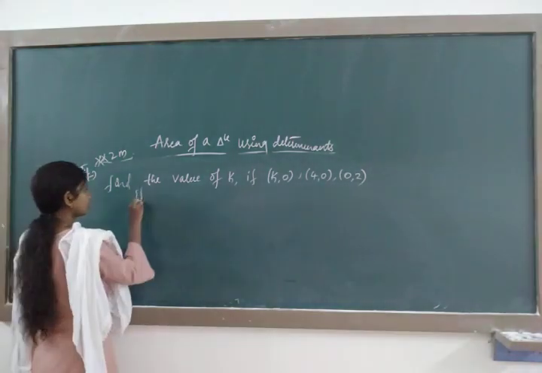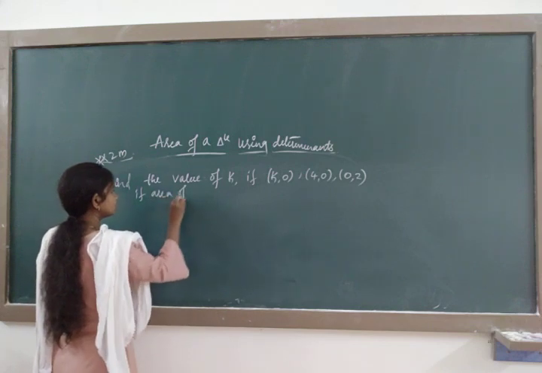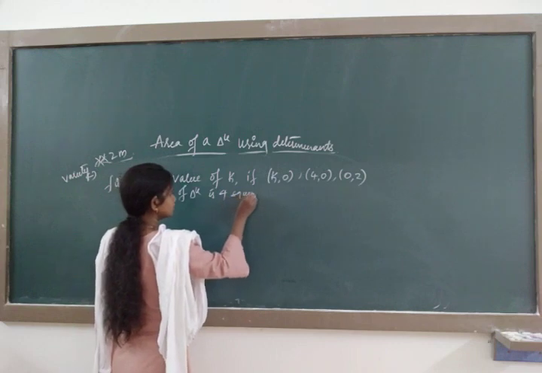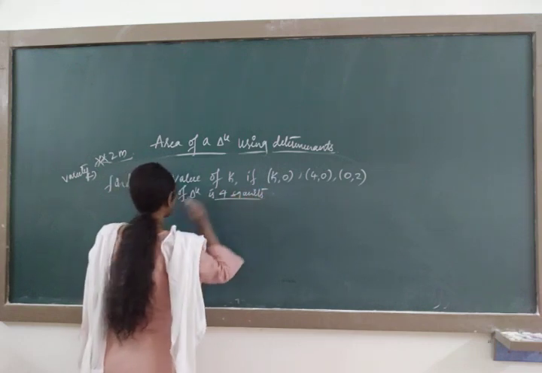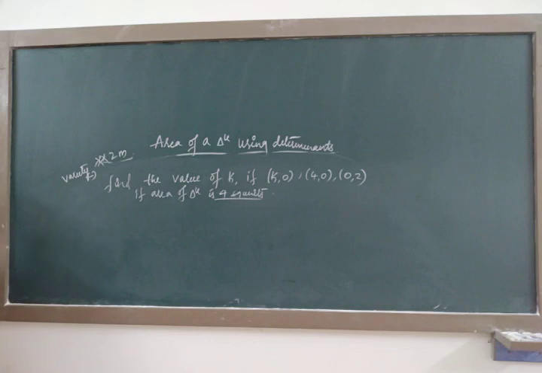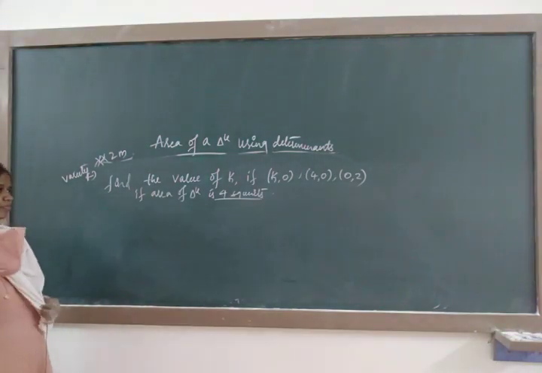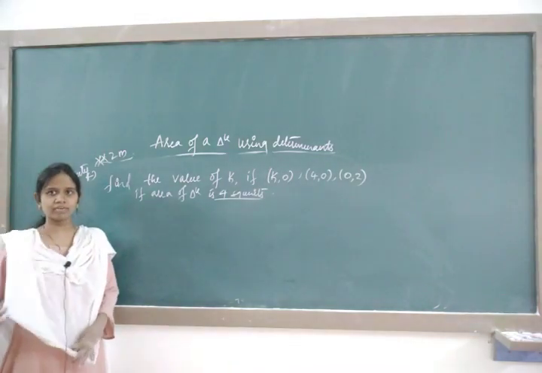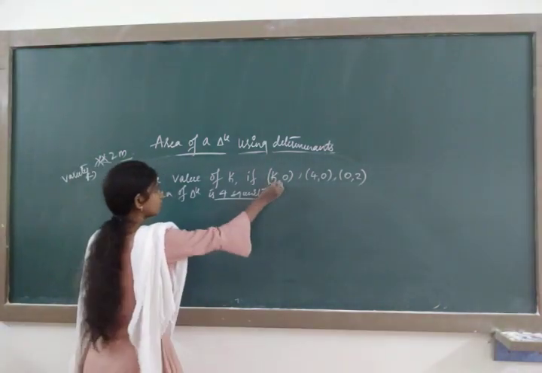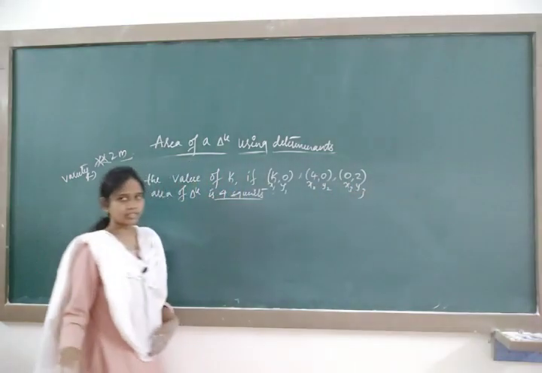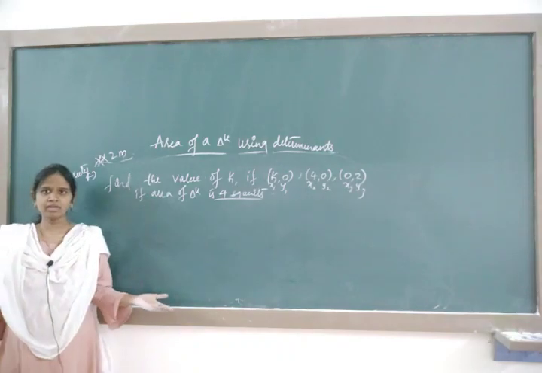If the area of triangle is 4 square units. So I will take the vertices as (k, 0), (4, 0) and (0, 2), and the area of triangle is 4 square units. See here, for this type of problem, whenever 3 vertices they have given anyhow, denote this one as x1, y1, x2, y2 and x3, y3. So we will begin the formula.